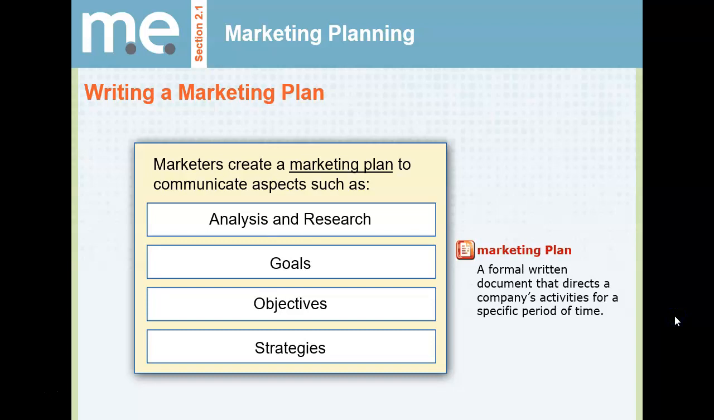So the marketing plan is a formal written document that directs what a company is doing for a specific period of time and how it relates to marketing. In that marketing plan, we're discussing what we're trying to accomplish and how we are going to accomplish it. As I was talking to a lot of you about your proposals, before you even told me what you were trying to accomplish, you would a lot of times tell me what you had in mind to get there.